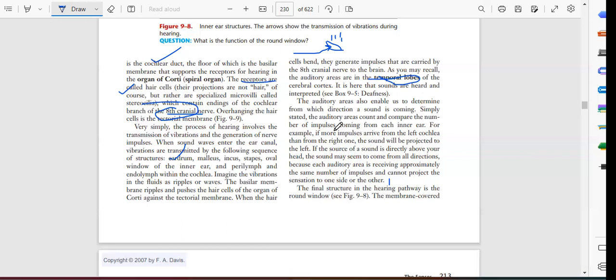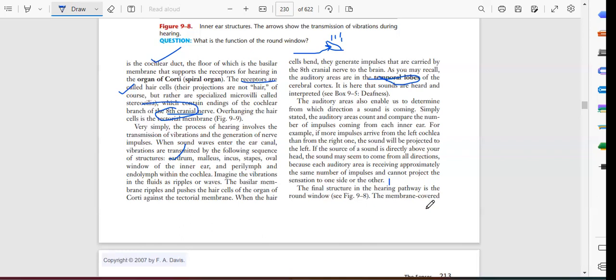Another example is given here. If the sound is coming from above the head, the same number of impulses reach the cochleae, so the brain decides that equal impulses are coming and we can determine that the sound is coming from above. This is how we can sense the sound and also the direction of the sound.